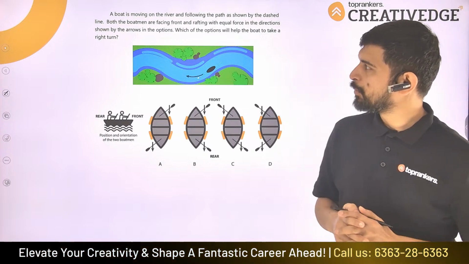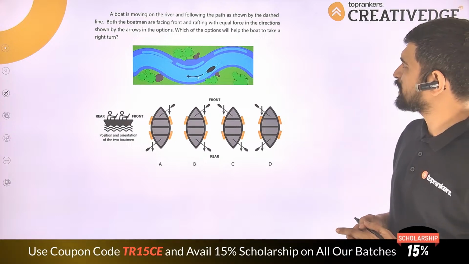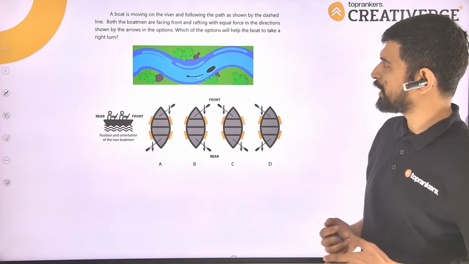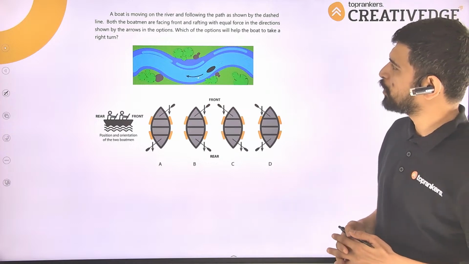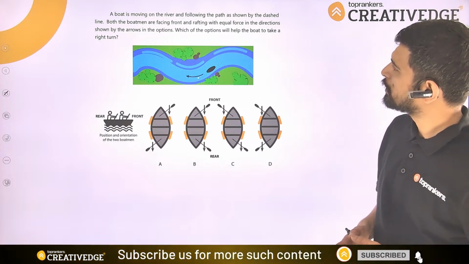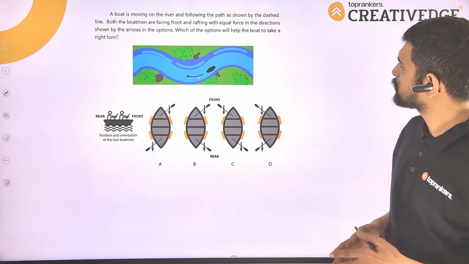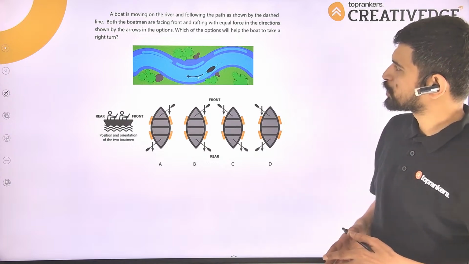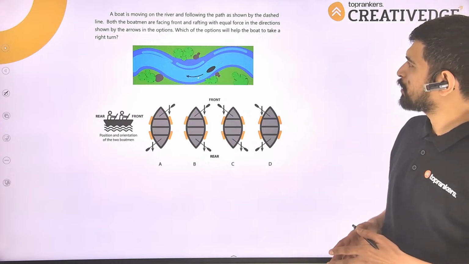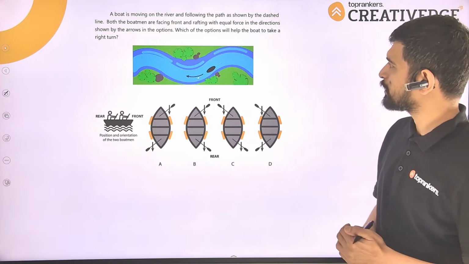A boat is moving on the river and the following path as shown by the dashed line. So this white dashed line is the path. Both the boatmen are facing front and rafting with equal force in the directions shown by the arrows in options, right? Which of the options will help the boat take a right turn?